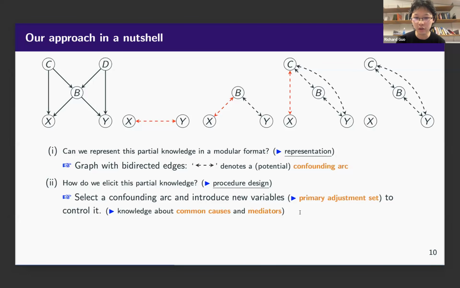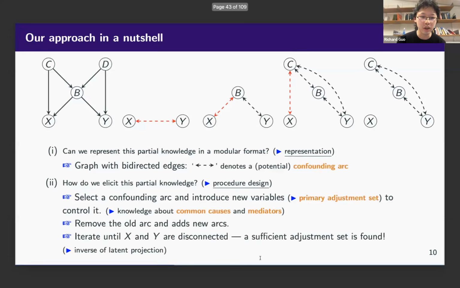The new variables introduced to control it are called a primary adjustment set. The way to conceptualize the primary adjustment set is through some queries from the user about the common causes and mediators. Then I remove that potential confounding arc and also introduce new arcs. This procedure terminates once X and Y become disconnected. At that stage, we declare a sufficient adjustment set is found. A sufficient adjustment set is all the variables on the canvas except X and Y. You can think of this as a procedure of inverting the latent projection.